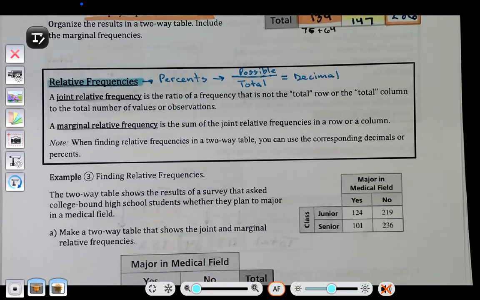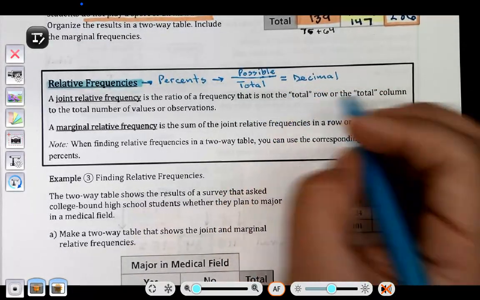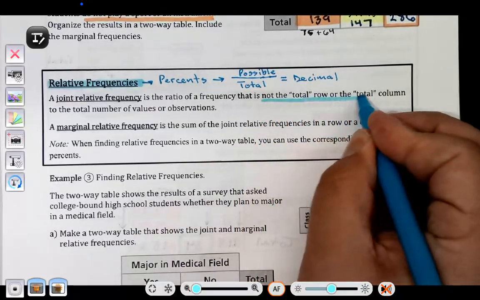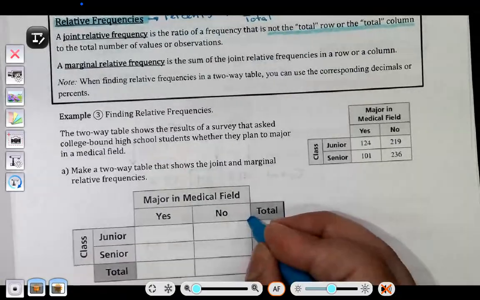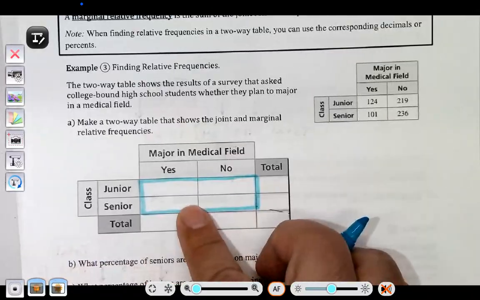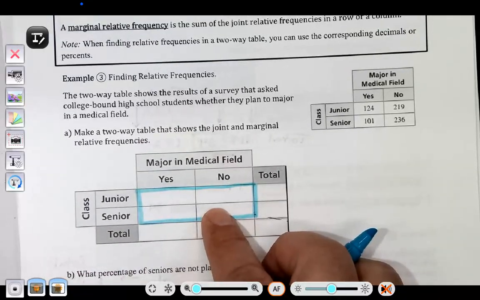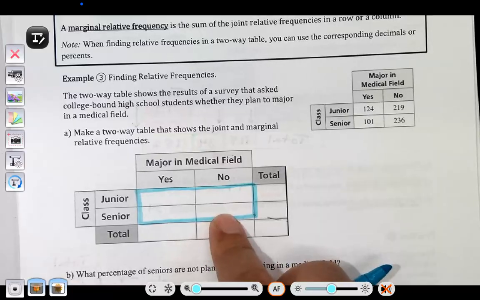All right. Now, a joint relative frequency is the ratio of frequency that is not the total row or the total column. So basically, if I'm going to use this example, these are the joint. We had already said that earlier. And then it says relative. Well, that means I'm going to write percentages in here. That's what we're going to be doing.